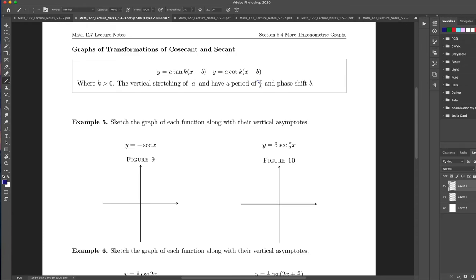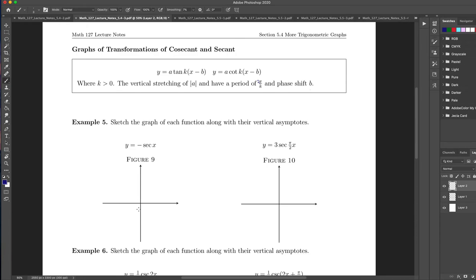One of the bad parts of me making all these notes is not getting them all exact the first time. So this should be 2 pi over k, and a phase shift of B. All right, so let's just do minus secant. Minus secant means everywhere I see a secant, I just flip it upside down. So let's go ahead and do that.